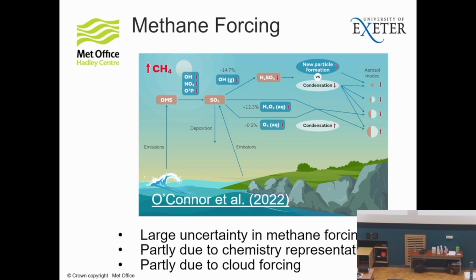But part of the uncertainty in the methane forcing is also due to a response in clouds. What we found in the UK's Earth system model is that when we perturbed methane in the pre-industrial atmosphere, we altered the oxidizing capacity, and that altered our secondary aerosol formation, and in particular the aerosol size distribution. That then altered the ability of the aerosols to perturb the cloud properties. In this case, the clouds became less reflective, and so it added an additional positive contribution to the radiative forcing from methane.